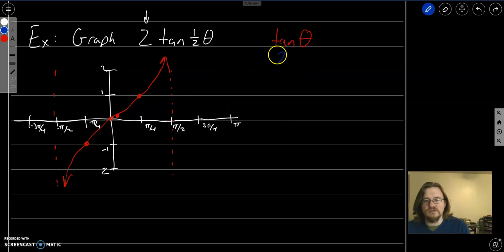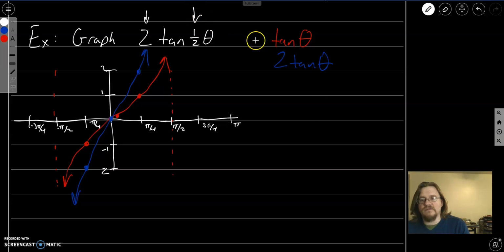Maybe in blue I will draw 2 tangent theta. I hope this is visible. So again, at 0, 0 times 2 is still 0. At pi fourths, instead of reaching 1, we're going to reach 2. And then instead of reaching -1, we'll reach -2, which is -1 times 2. So we have this S function that's a lot taller than it was before. And now we have this 1/2 in here.